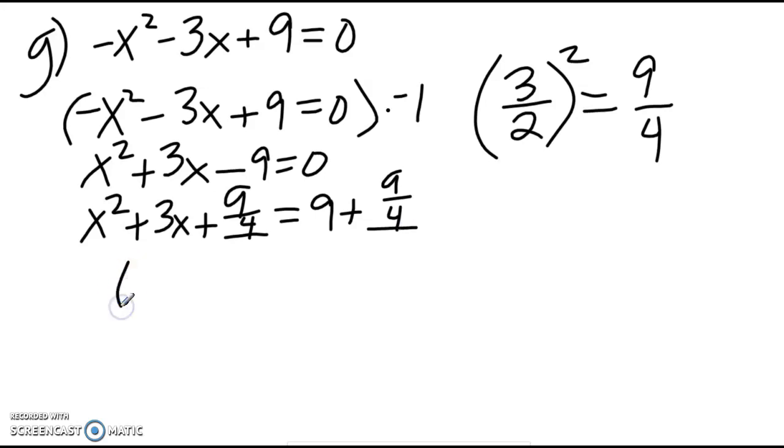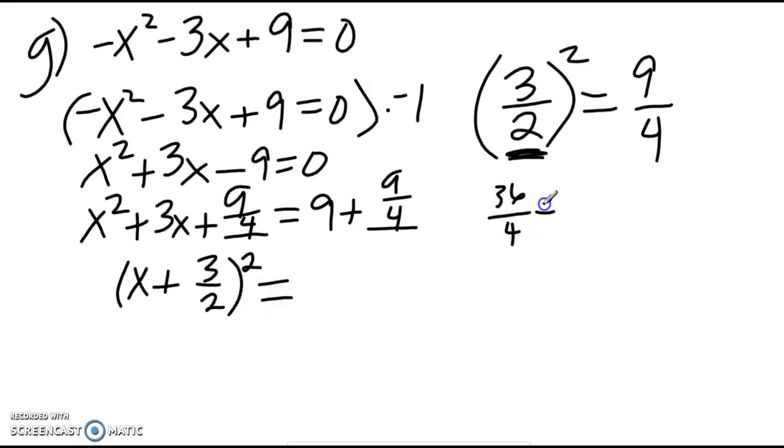So now my left is a perfectly squared trinomial, which will factor into x plus whatever b over 2 was, so 3/2 squared. And 9 plus 9/4, 9 is the same as 36 over 4. So that's going to give me 45 over 4. Right? This is 9 over 1. And I'm going to make it to be over 4. So I have to take the denominator times 4. I'm taking the numerator times 4. Okay.